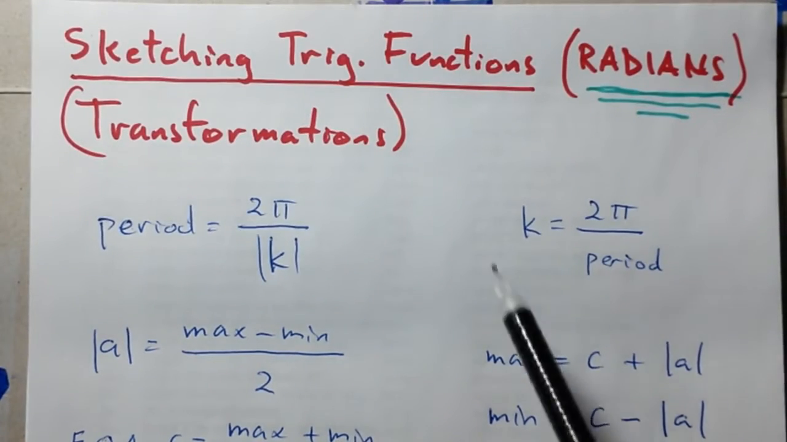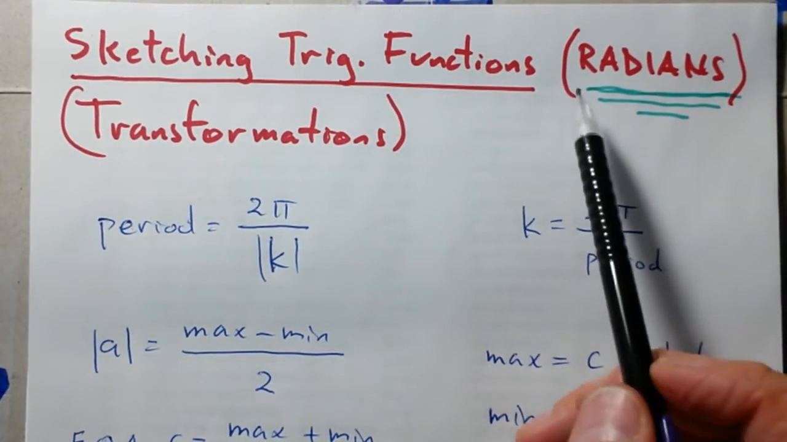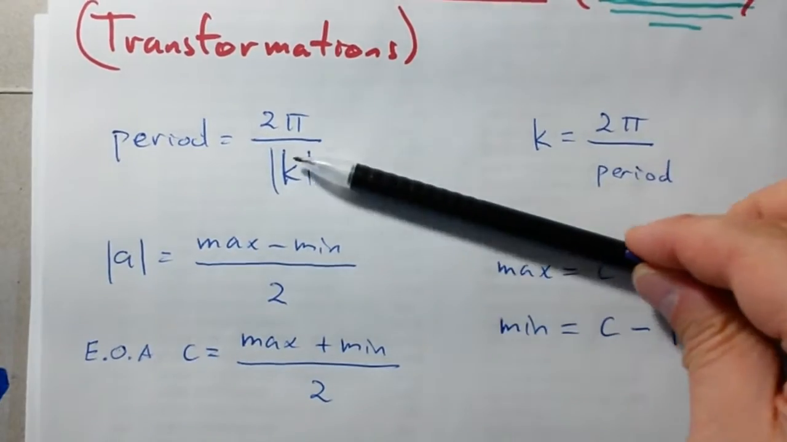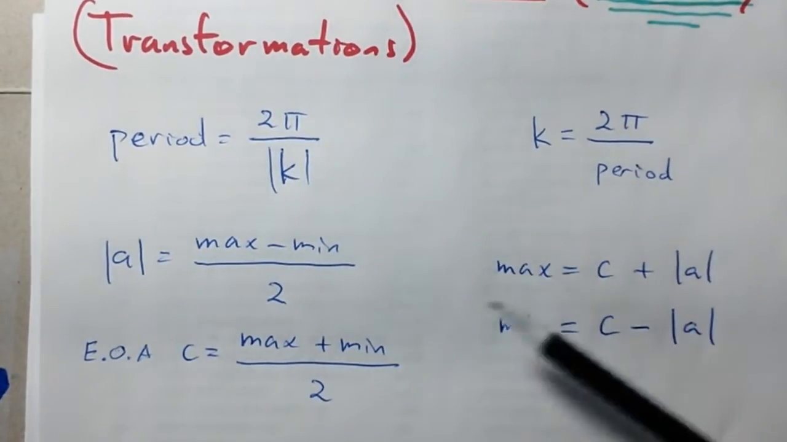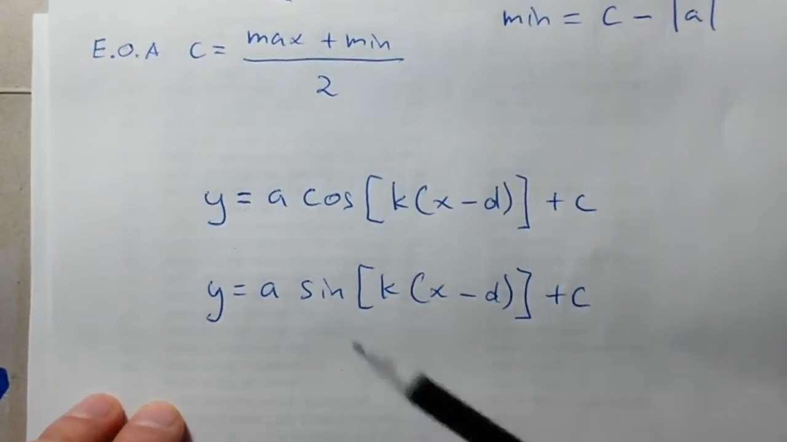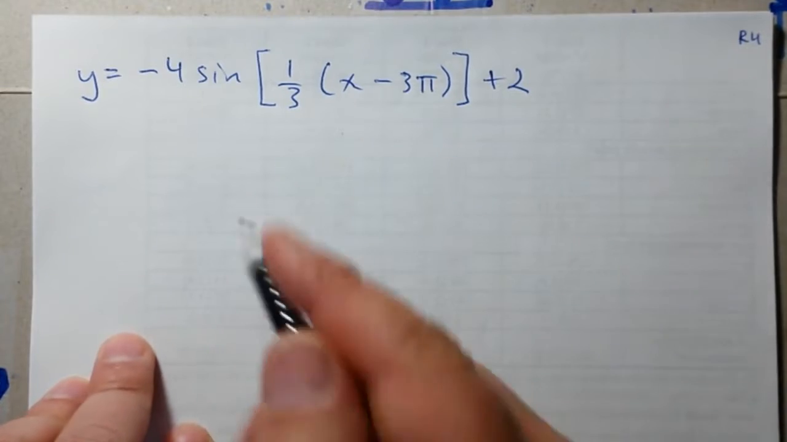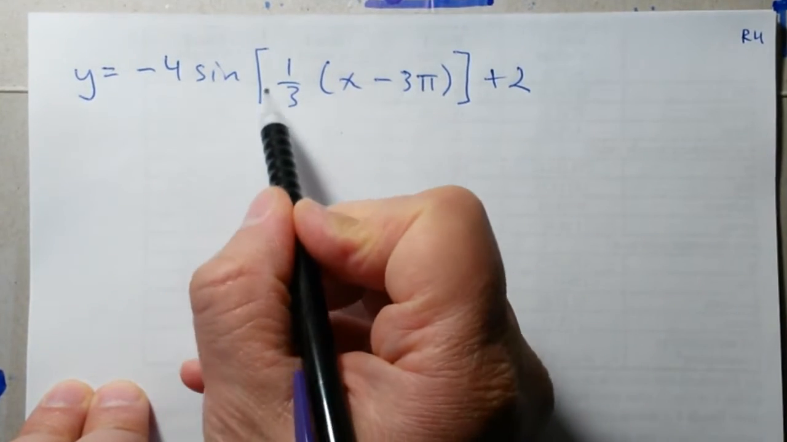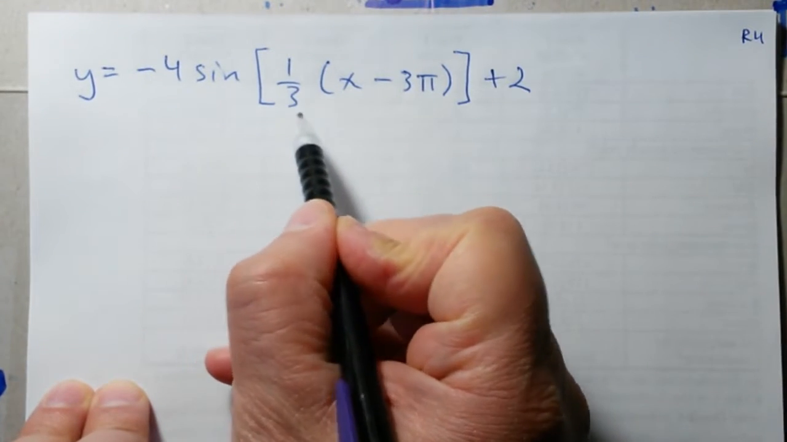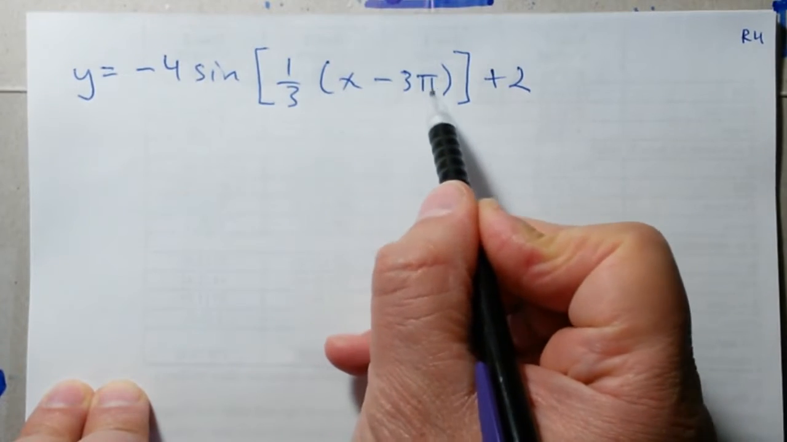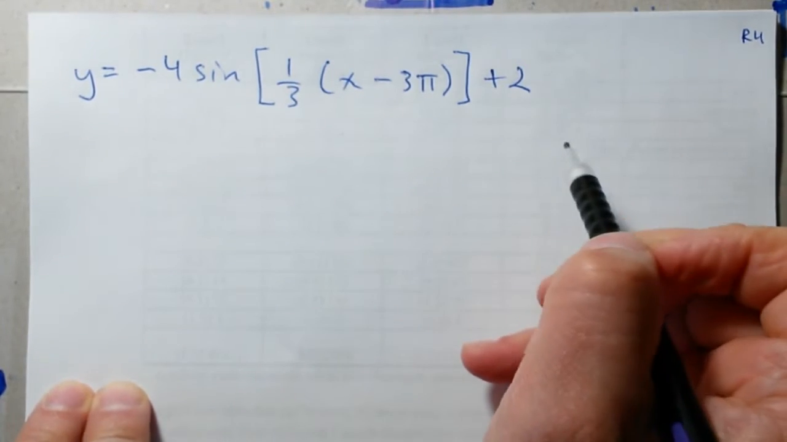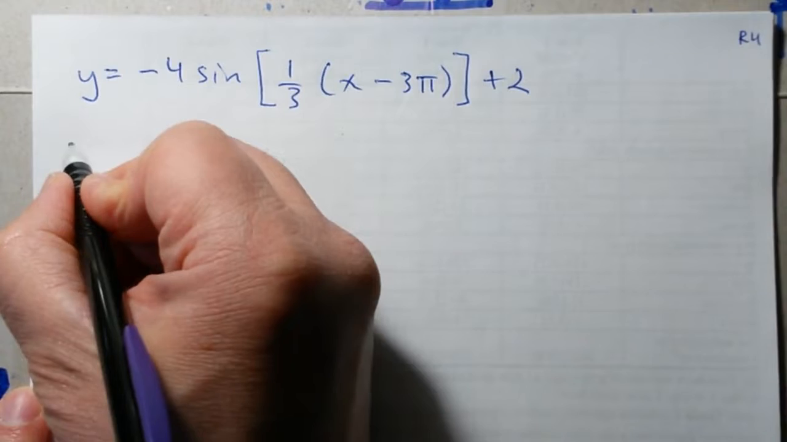Sketching trigonometric functions using radians. Once again, we're going to collect all of this data, and the question will be given in this format. So, this is our example here. We have y equals -4 sine, open square bracket, 1/3, open bracket, x minus 3 pi, close the square bracket, plus 2.